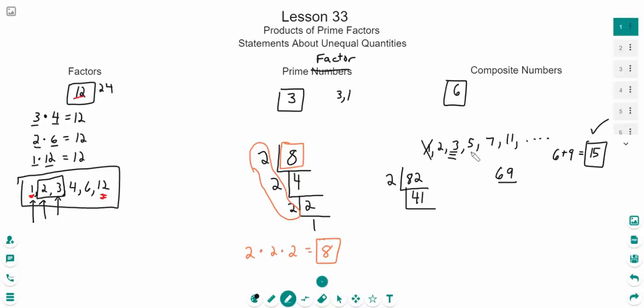Okay. A 5, that's pretty straightforward. Remember, a 5 can only go into numbers that end in a 0 or a 5. So, the numbers like 35, 70, 165, 190, all of these would be divisible by 5 because they end in a 5 or a 0, right? That's the easy one for that. 7 and 11, a little bit trickier. I don't think we're going to get into that too much right now.